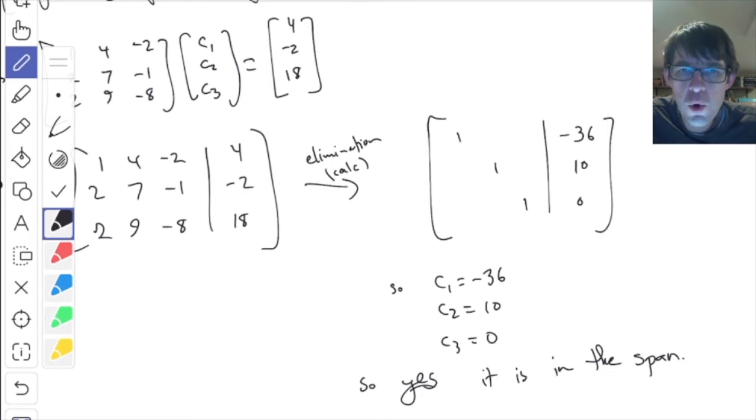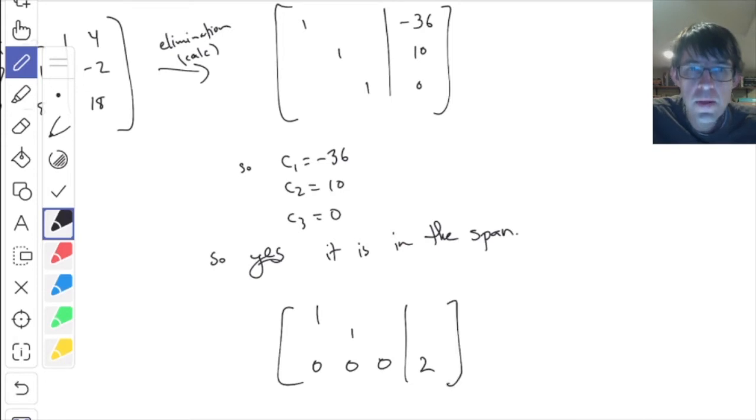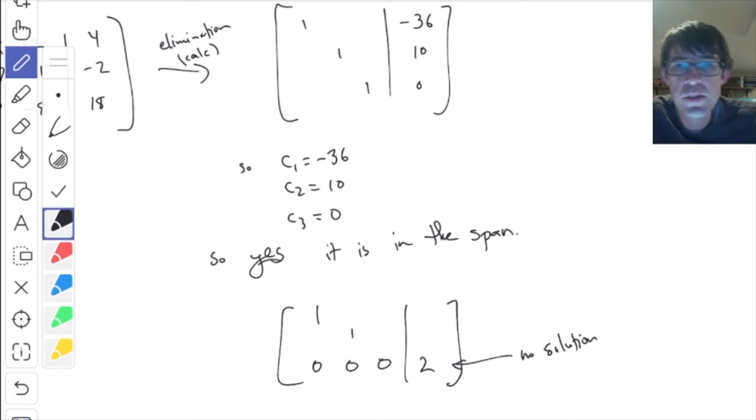How could you ever get a no in a problem like this? There are some cases when you do the elimination and you end up concluding that there is no solution. That would look like if you ended up with something like this, something like that. This bottom line here would indicate no solution. And this is what it would look like in a problem where you ended up saying no, it's not in the span. Your matrix would have ended up something like that, which if you read this row across as an equation again, it says 0x plus 0y plus 0z equals 2, which is impossible. And this is why it has no solutions.